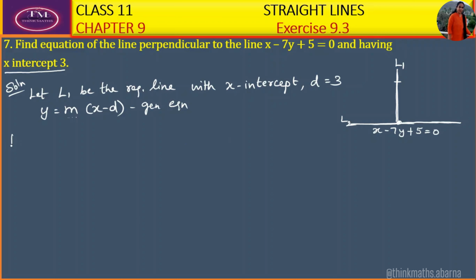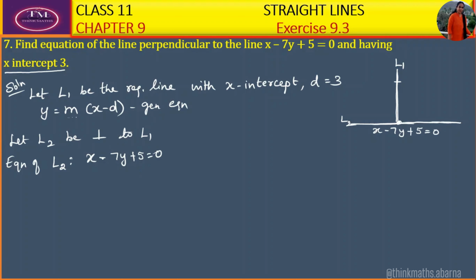Now let L2 be perpendicular to L1. So what is the equation of L2 given? The equation of L2 is x minus 7y plus 5 is equal to 0. Now if we change it to y is equal to mx plus c, we can find out the value of m.